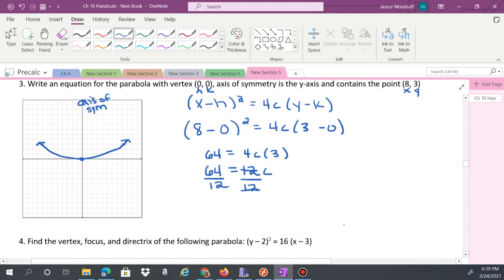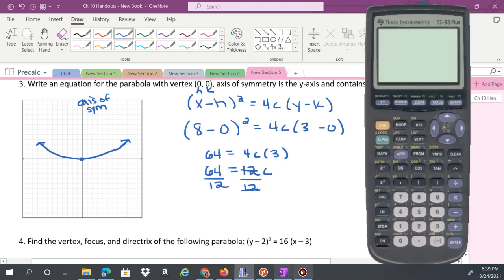You have a confused look. No, I was trying to divide it. Oh, okay. All right, so 64, they're both divisible by 4? Yeah. So you can do that, or I'm just going to check it on here. Yeah, there we go. Oh, yes, you do have to do that. Okay, so your c value is 5.3, which is 16 over 3.